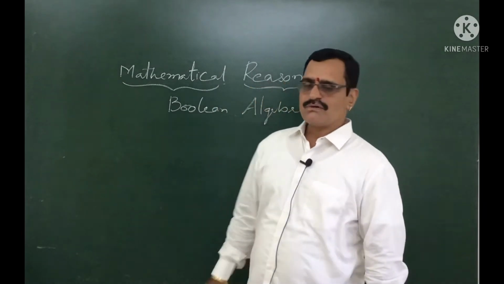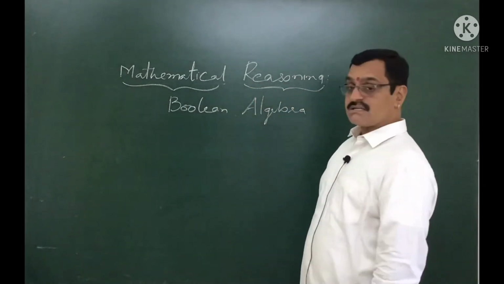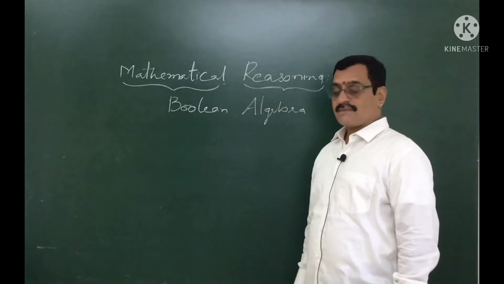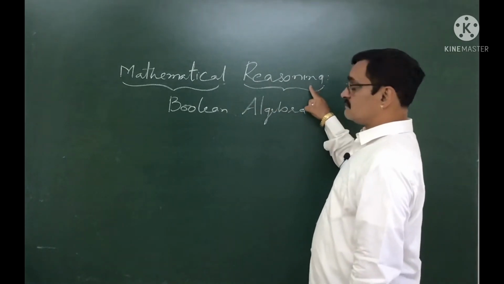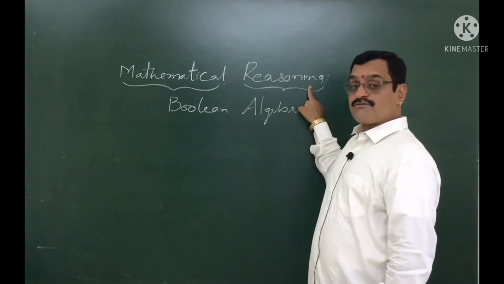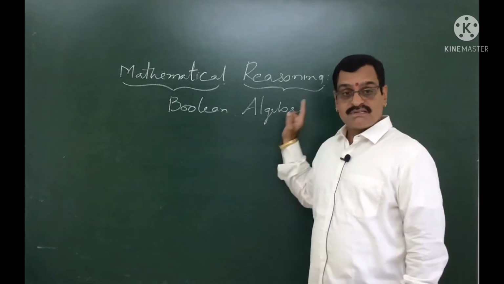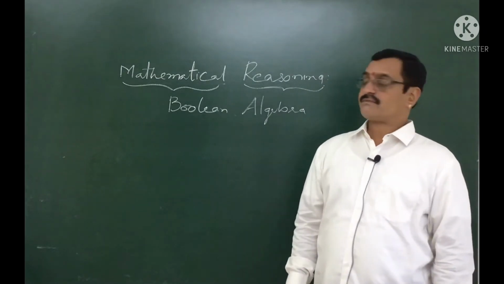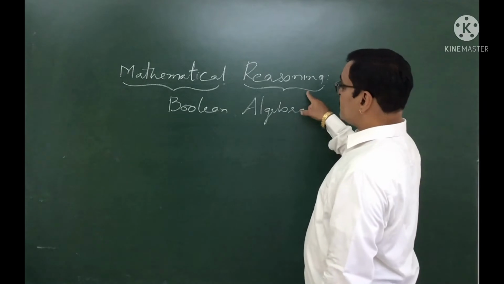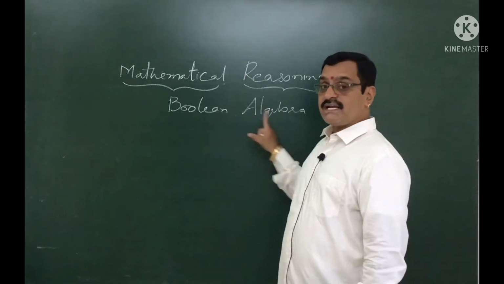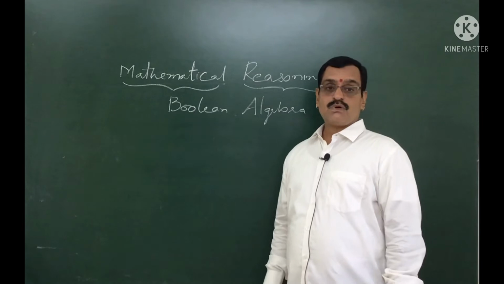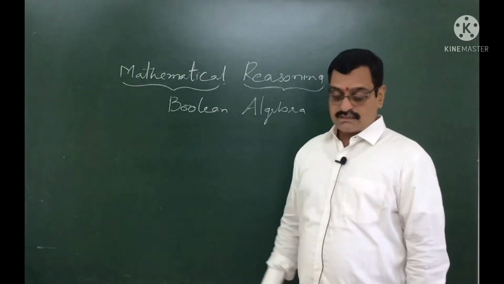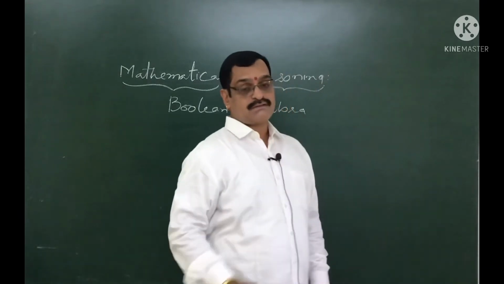In this video, I am going to introduce the concept of mathematical reasoning. You will find this chapter as the 14th chapter in your 11th class mathematics course for CBSE students. This chapter is also called Boolean algebra. Why is it called Boolean algebra? Because it was introduced by the mathematician George Boole.